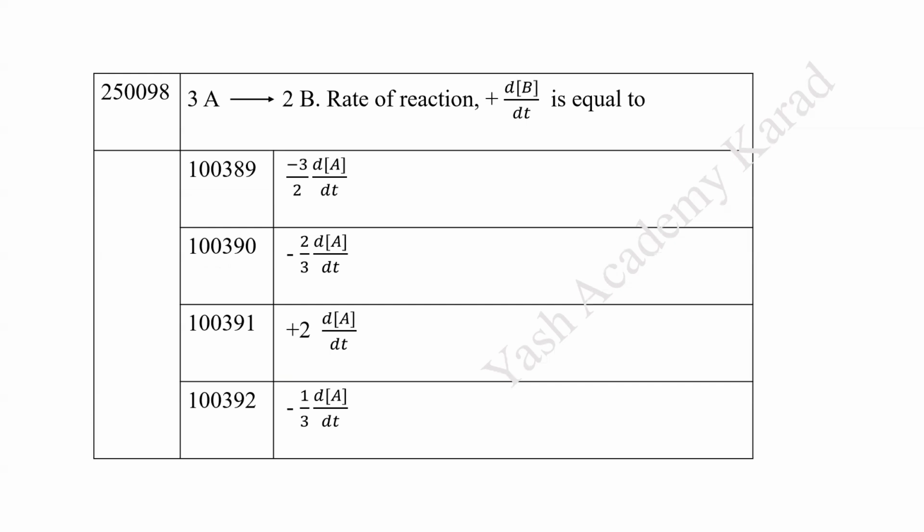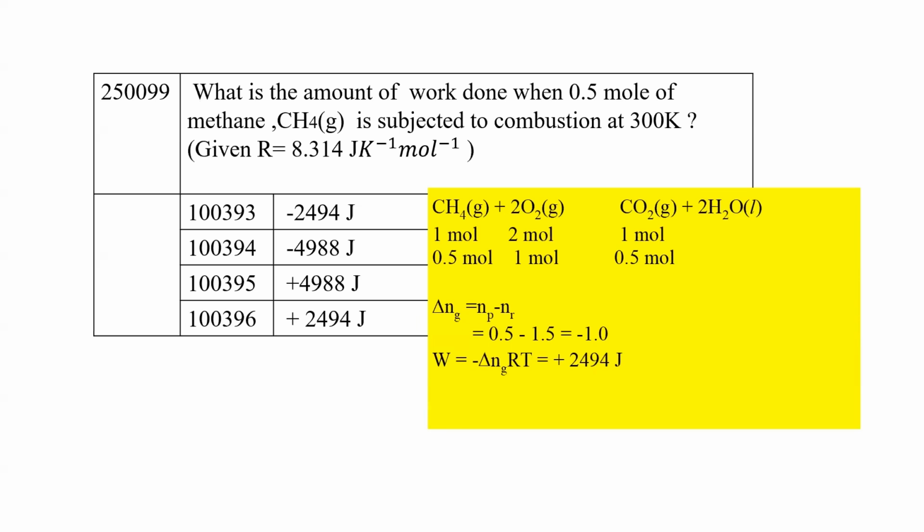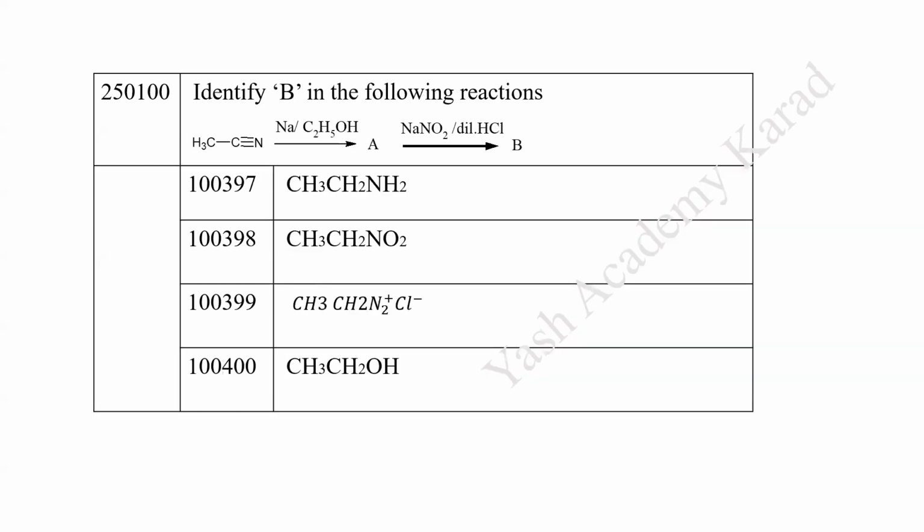The correct answer is... What is the amount of work done when 0.5 mole of methane gas is subjected to combustion at 300 Kelvin? Given R value is given. So correct answer is plus 2494 joule. This is the last one.